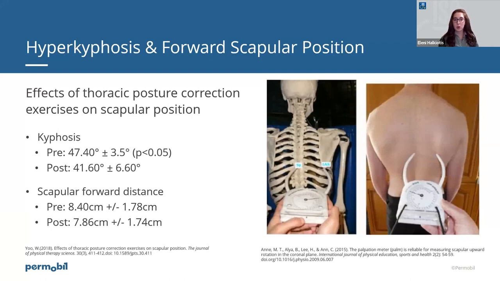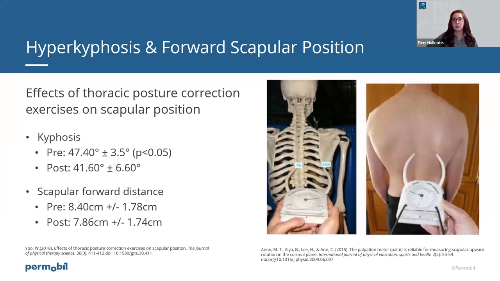And the hypothesis was that by reducing the hyperkyphosis, scapular position will be improved and it will be more retracted. And they indeed found just that. Only after 12 days of doing 2 particular exercises, not only did the degree of kyphosis become reduced, but also scapular positioning became improved. And on the right, we have photos of the device used to measure the scapular forward position, the palm meter.